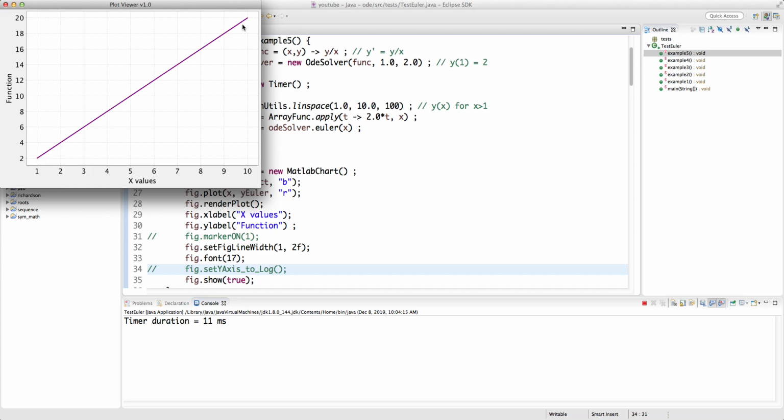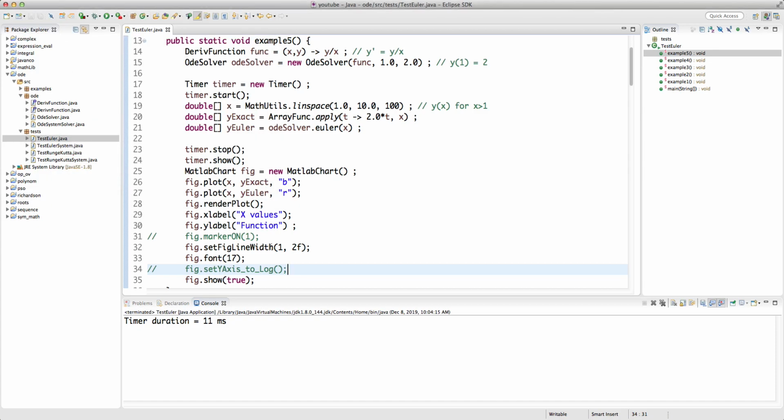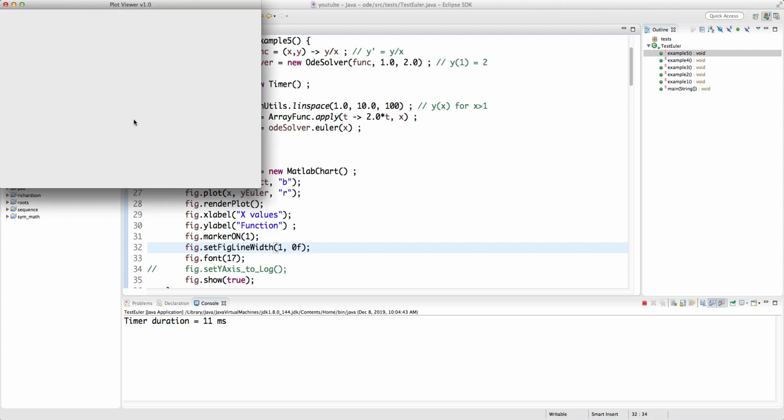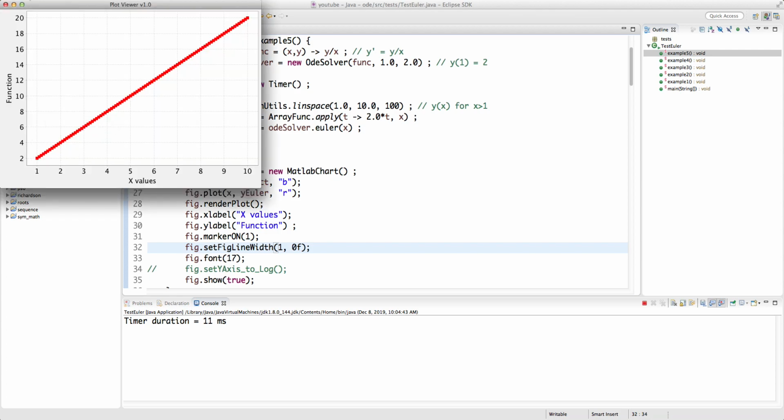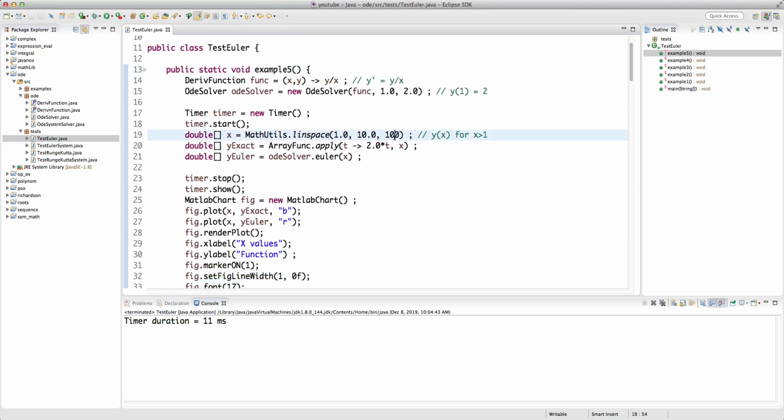So the blue curve here, I'm going to turn the marker on for figure number 1, which is the Euler solution, the numerical solution. Line width of the Euler solution to 0. So the Euler solution only has markers, and the exact solution only has lines. Let me also reduce the number of points to 20, for example.